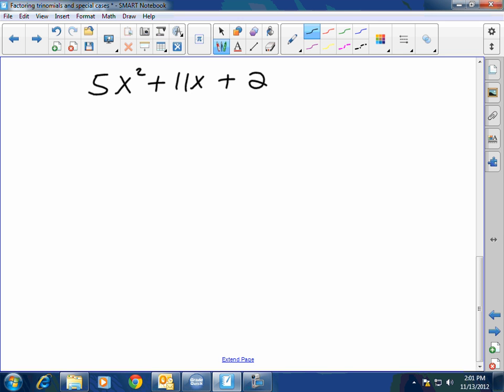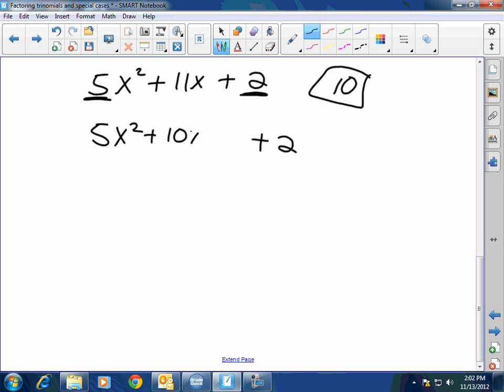We can do this by grouping. But what's the first thing we've got to do? You first got to multiply the A and the C, right? And you find that that's 10. That's my new C. So you're still going to have 5x squared, and you have your plus 2. You're going to ask yourself, what times what is going to give me 10, but when added together gives me 11x? Isn't that going to be plus 10x and plus 1x?